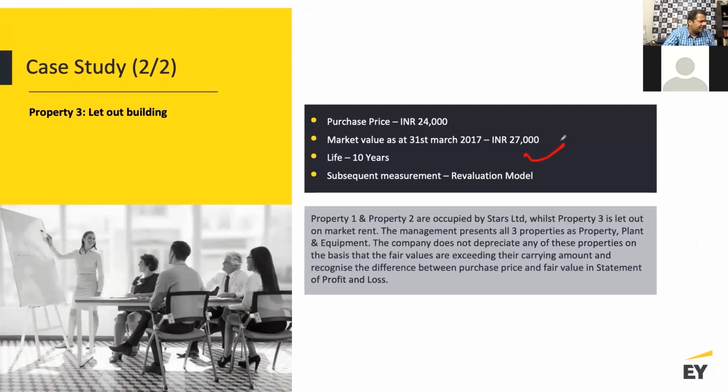Now the question here is that the property 1 and property 2 are occupied by the Stars Limited, while property 3 is a let out property, right, on market rent. The management presents all three properties as property, plant, and equipment. Currently, I am presenting all three as property, plant, and equipment. The company does not depreciate any of these properties on the basis that the fair values are exceeding their carrying amount, and recognizes the difference between purchase price and fair value in statement of profit and loss, right?